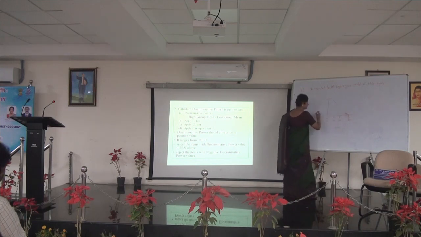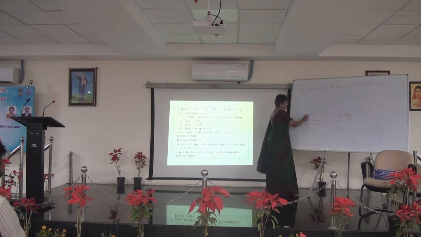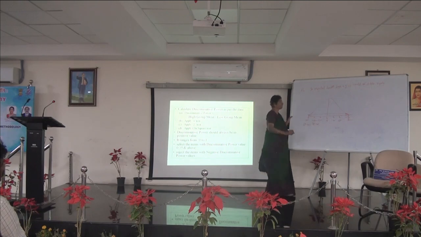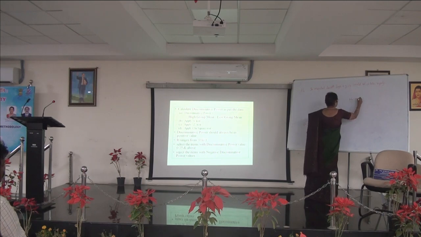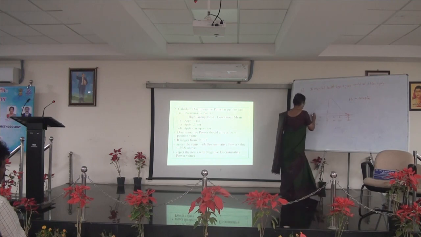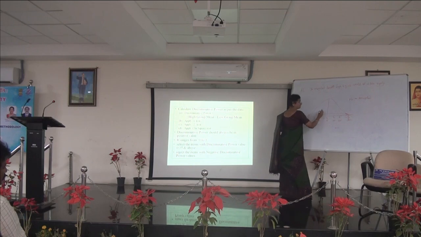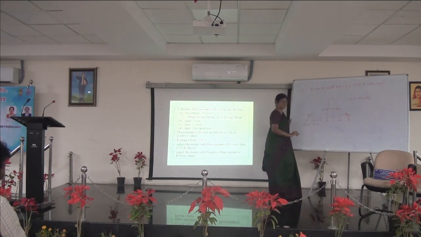Your sample is falling in between this limit and this limit. Now your null hypothesis is accepted. Accepted means the whole area is the acceptance area.